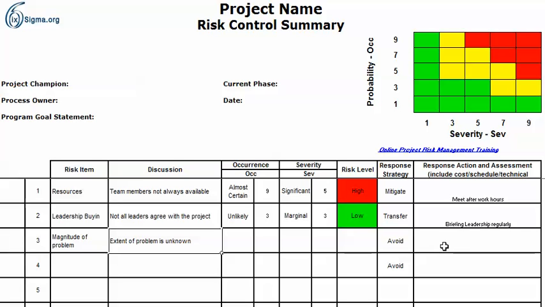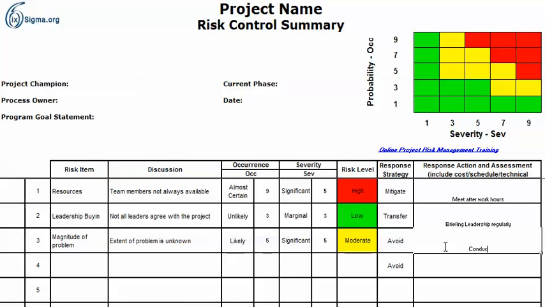And then maybe my last item is the magnitude of the problem. So maybe we don't know the extent of the problem just yet. Maybe we have some sense of it, but not a good sense of it. So maybe I call this 5, and I'll also make the severity 5 as well. And maybe that's moderate. And again, I might put something here to sort of conduct an MSA or something like that. And then on we would work through the project.